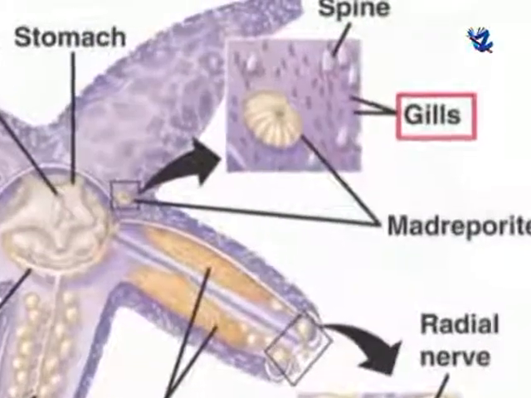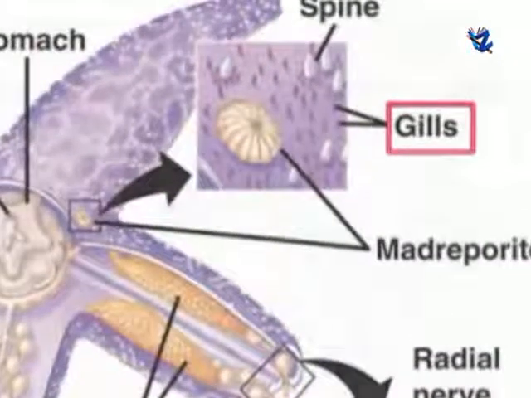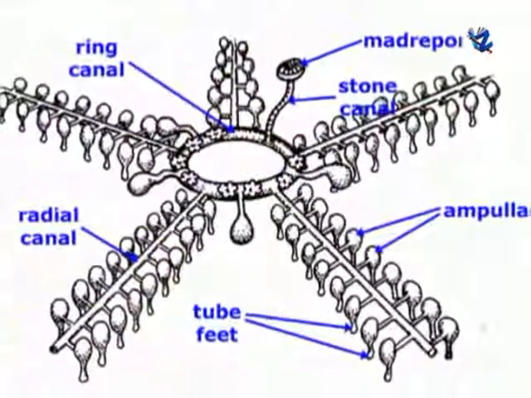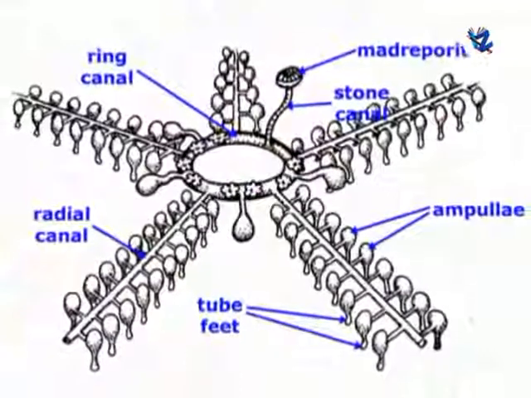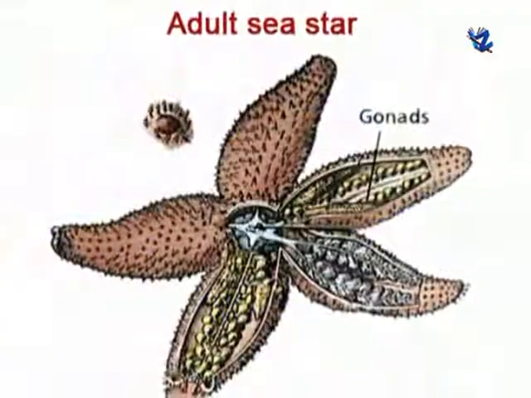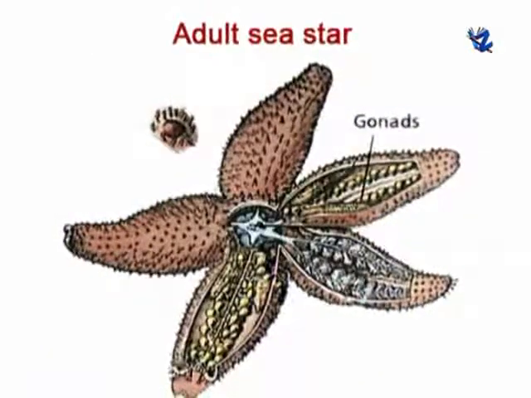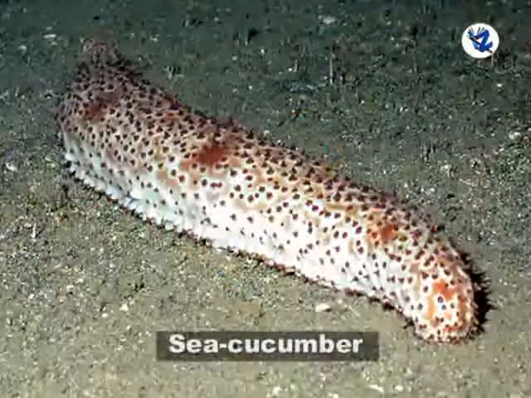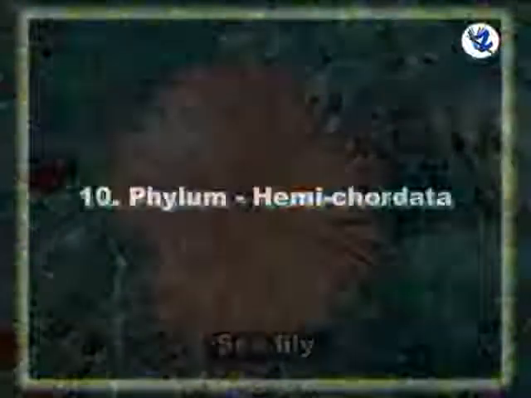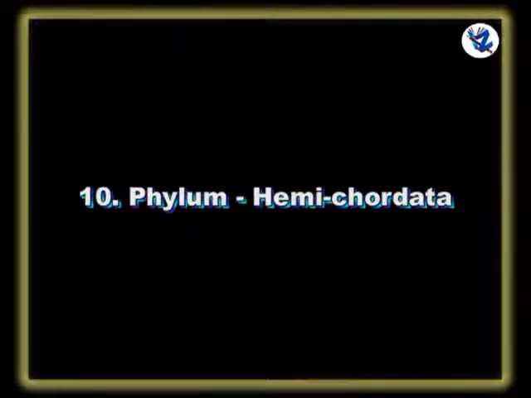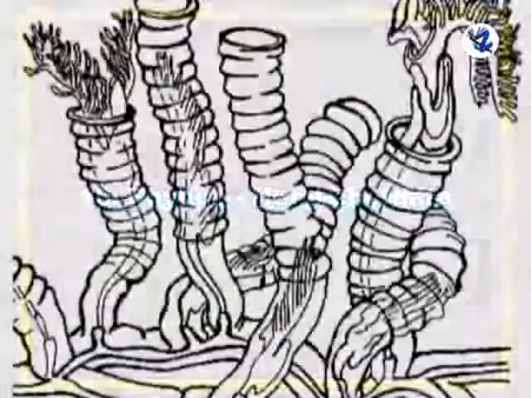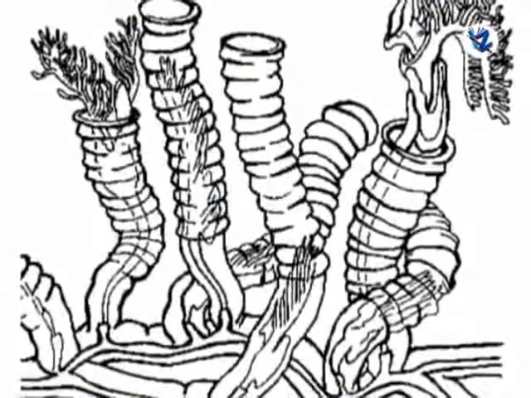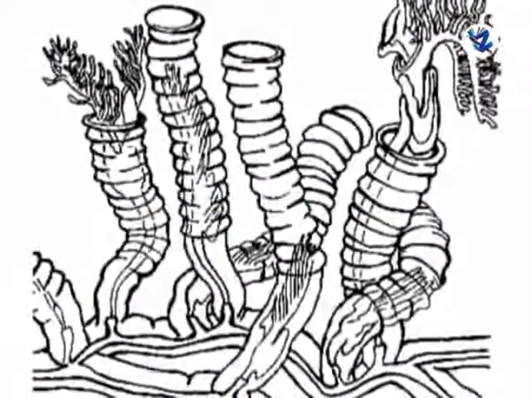Respiration by peristomial gills and papillae. Circulatory system reduced, heart absent. Sex is separate. Fertilization external. Example: starfish, sea cucumber, sea lily. Phylum 10: Hemichordata. Exclusively marine. Animals live in burrows.